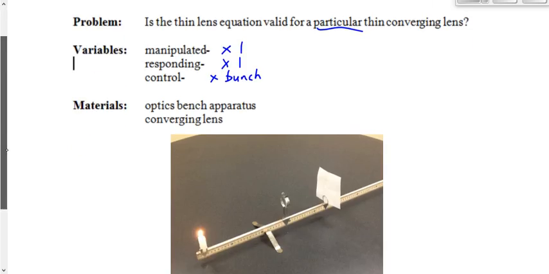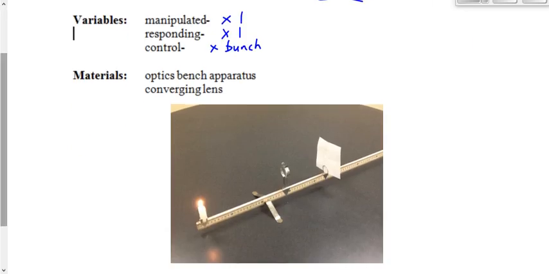What do we need for materials? Well, it's pretty simple for materials, actually. We've got two things. Now, those two things consist of several components, but because the optics bench apparatus comes as a kit, including a candle holder, a meter stick, a lens holder, a card, and so on, we're just going to group it all together under optics bench apparatus.